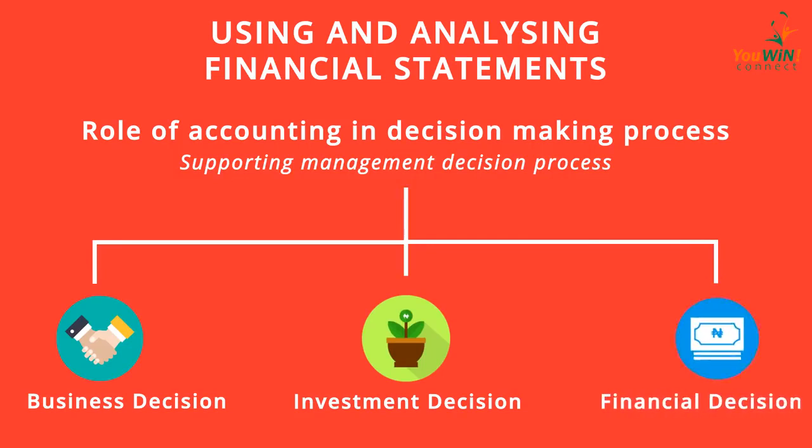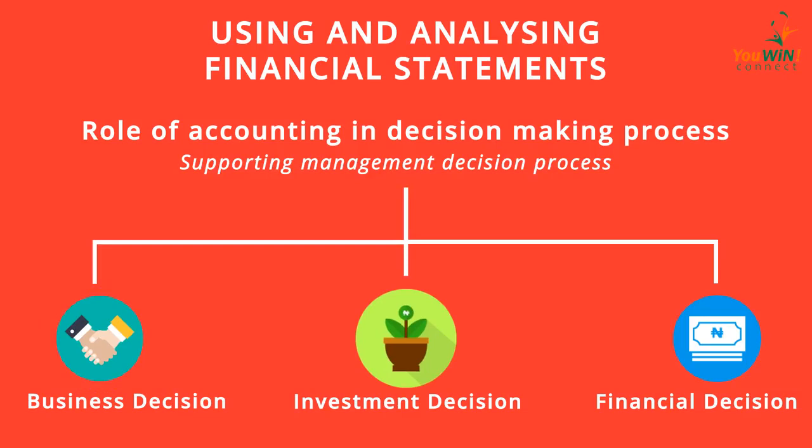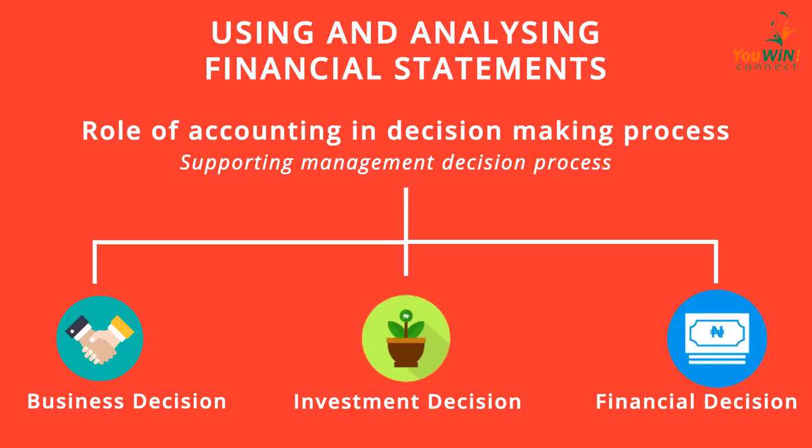Number 3, financial decisions. Business decisions are the day-to-day decisions you make for the operations of the business, while investing decisions are decisions you make that help you to expand the capacity or the production of the business or the earnings of the business. Lastly, financial decisions are decisions that have to do with funding of your operations. Should we borrow? Should we get more equity players? All these decisions have to be made based on accounting information.